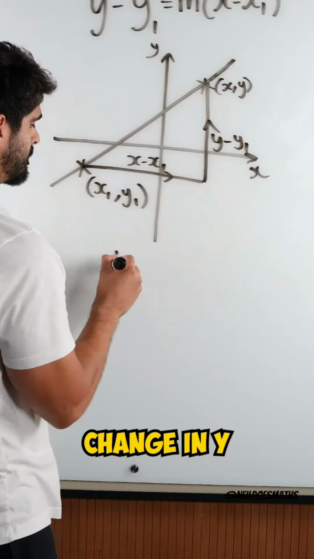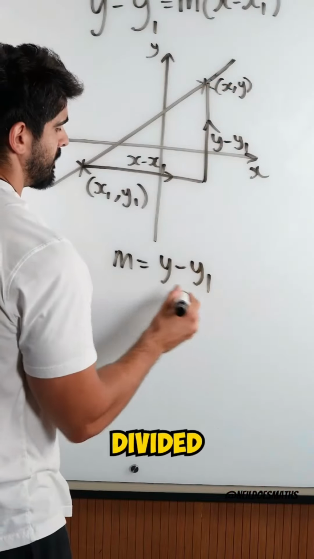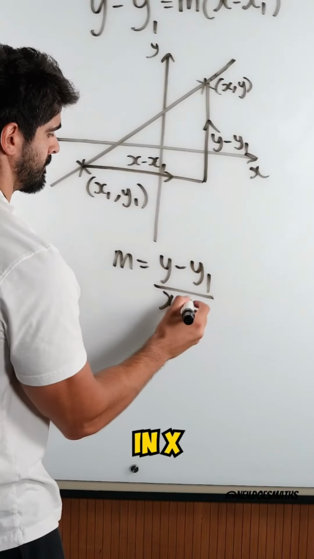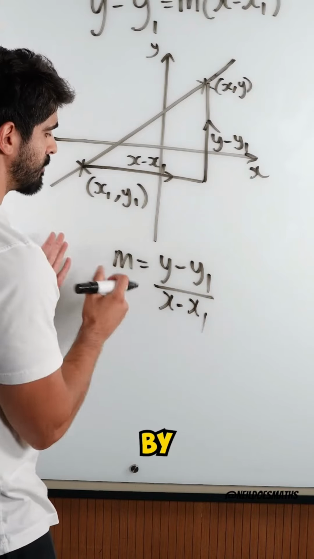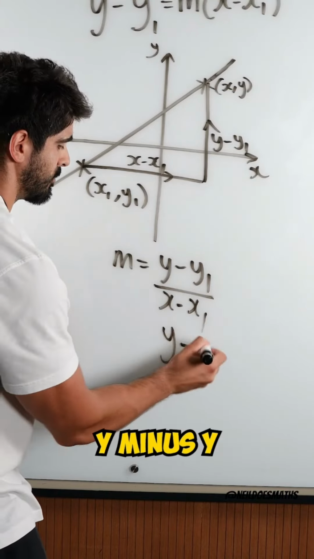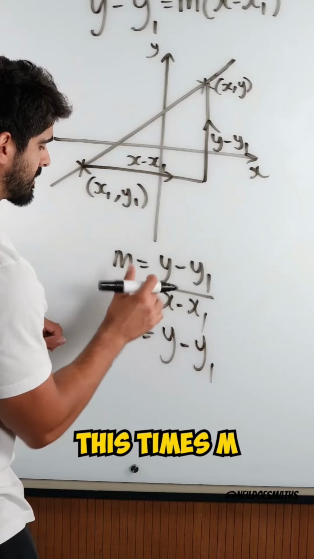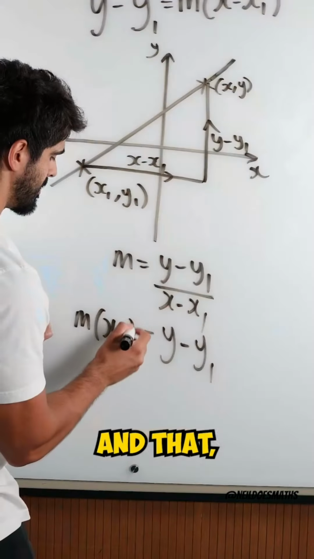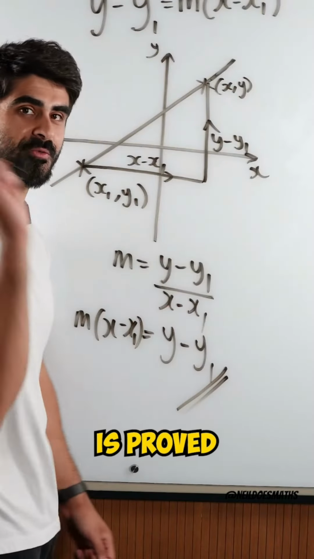How do you work out the gradient? It's the change in y, make sure you're following, yeah? Divided by the change in x. And there we go. We times through by the denominator, and then we get our answer. y minus y1 equals this times m. Do it. And that, my friends, is proved. Nice.